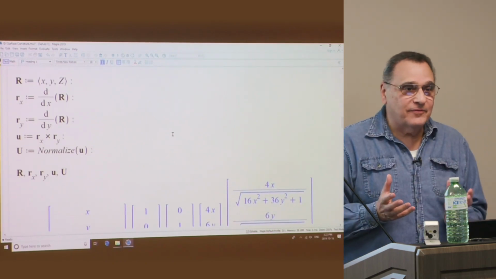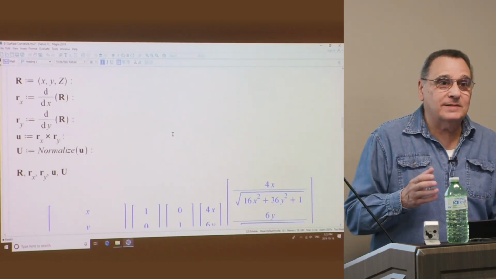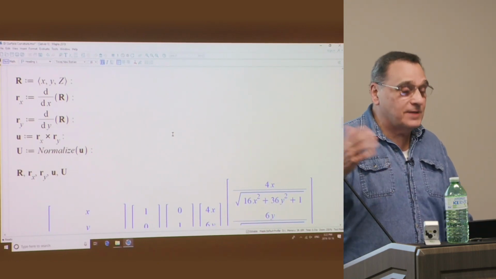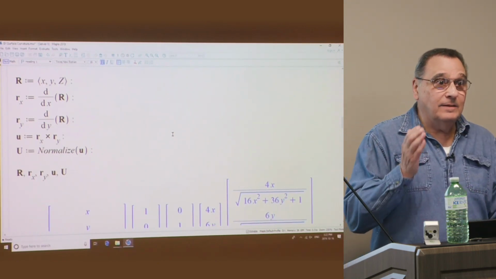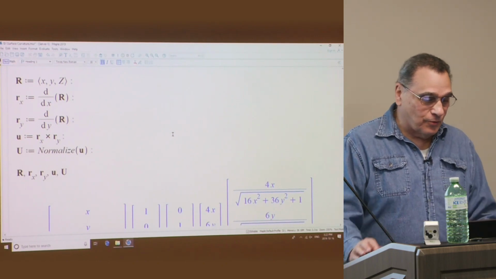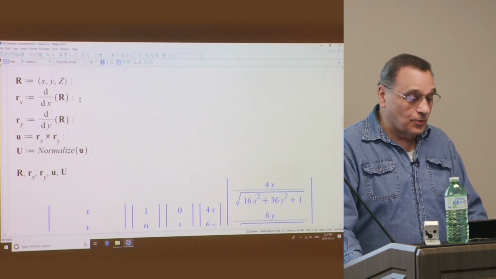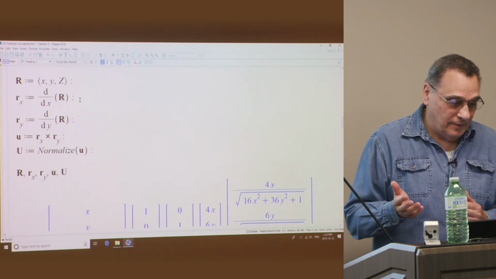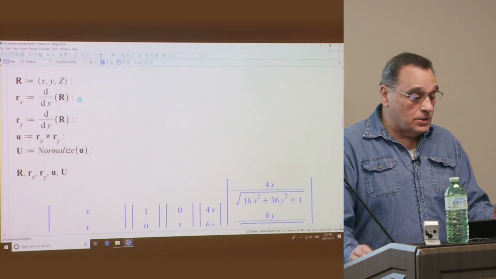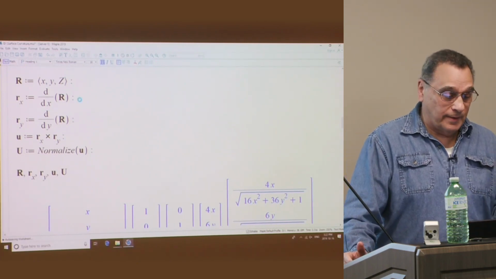The surface I define parametrically as a position vector, x, y, z of x and y. Then I need tangent vectors, so those are derivatives. Those are derivatives, vector x and vector y, and I use Rx and Ry for names.